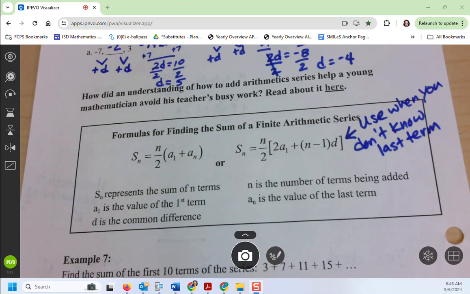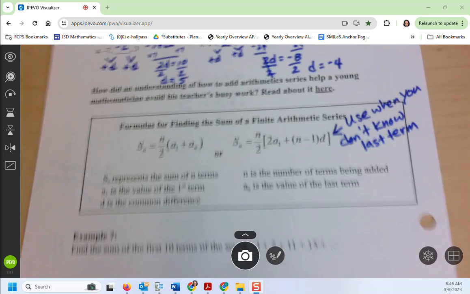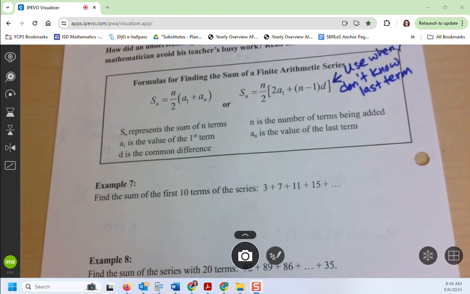Like in example 7. You see how in example 7 it says find the sum of the first 10 terms, and we don't know the last term. So let's do that one. We'll start it together, and then I'll give you a minute to work on it.